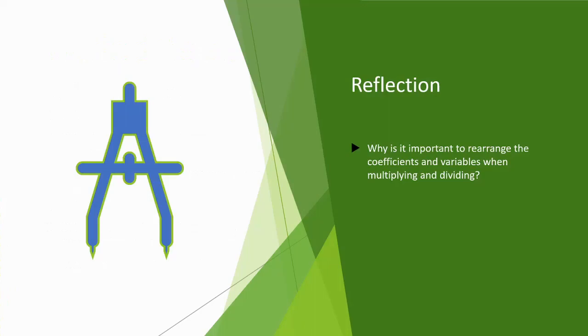So the reflection for this lesson would be, why is it important to rearrange the coefficients and variables when multiplying and dividing? You can think about that, put your answers in the comments below, and come back for more videos on algebra.